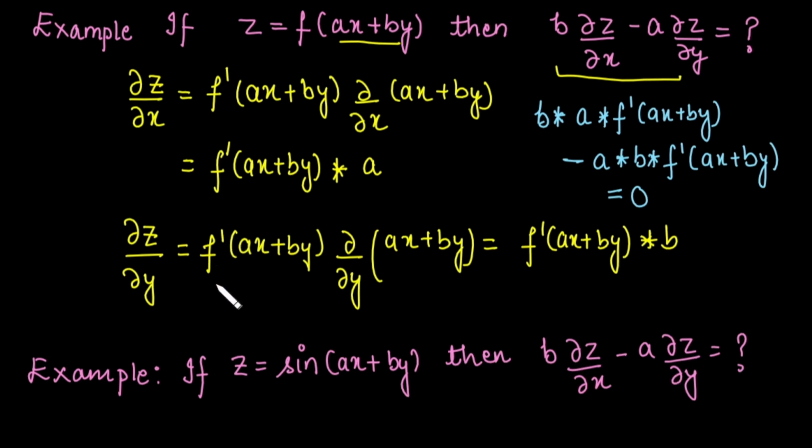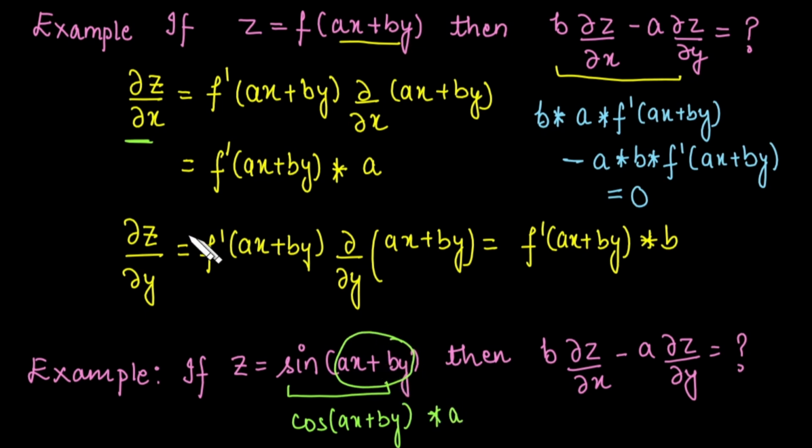In this case, the derivative of the function means the derivative of sine, that is a cos of ax plus by. When you are taking the derivative with respect to x, it means we are taking the partial derivative of this internal term, that is a. And when you are taking the derivative with respect to y, it means we are taking the derivative of the internal term with respect to y, and that is b. I hope now you can connect this function with this example.